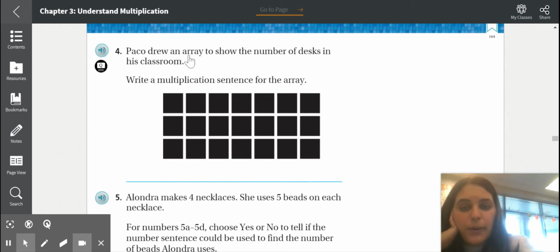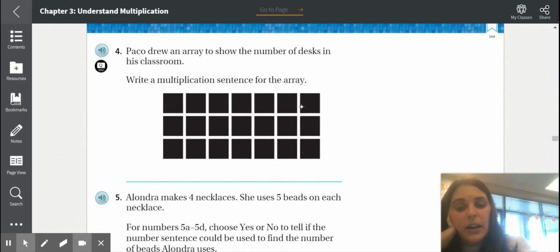Paco drew an array to show the number of desks in his classroom. Write a multiplication sentence for the array. So we're looking at this array here. We always start with equal groups. So in an array, we're going to start with the rows.